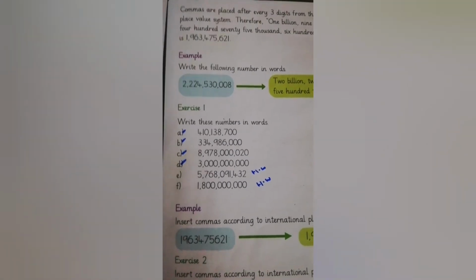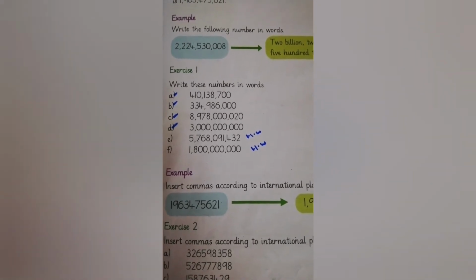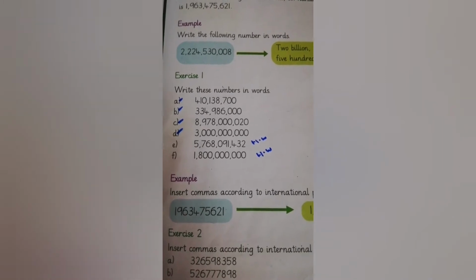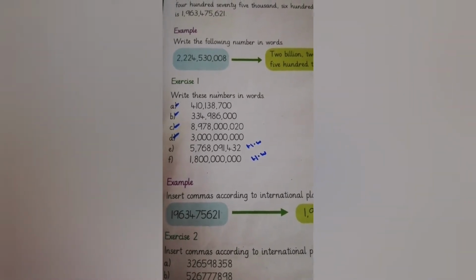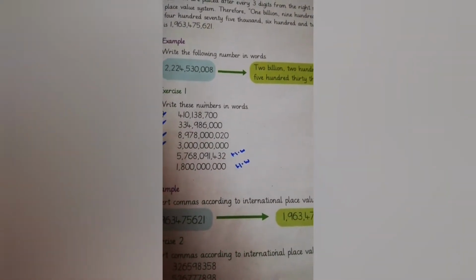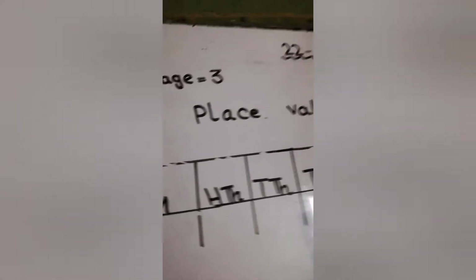Let's start exercise 1, page number 3. The first question is, write these numbers in words. In question number 1, numbers are given and we have to convert these numbers into words. So move to the whiteboard. Exercise 1, page 3, international place value chart. It's the international place value chart in rough form. So what was the first question?